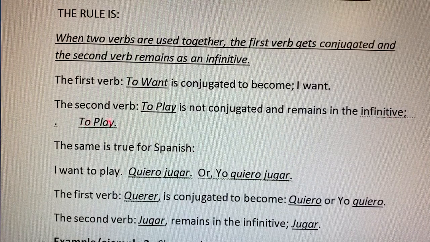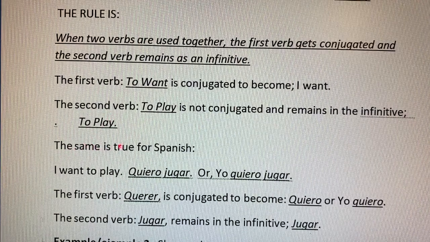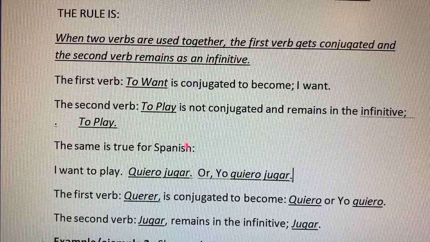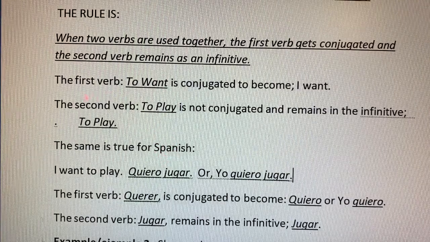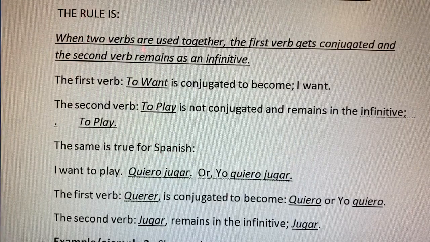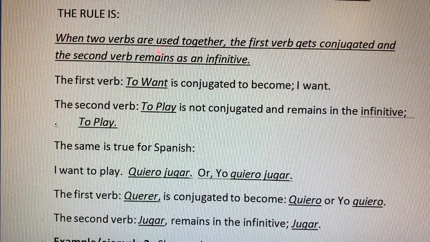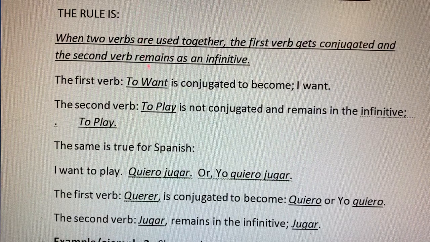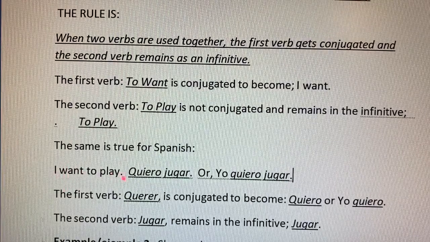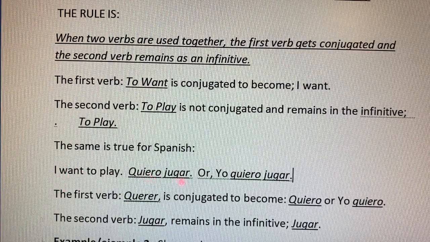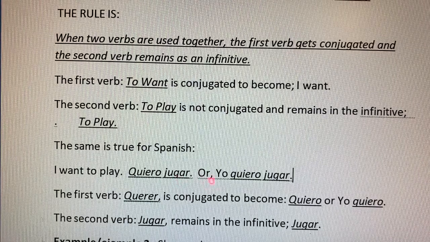To play. The same is true for Spanish. The same rule. Two verbs together is the same rule. Okay? So now, in Spanish, I want to play. Quiero jugar. Or we could say, yo quiero jugar.